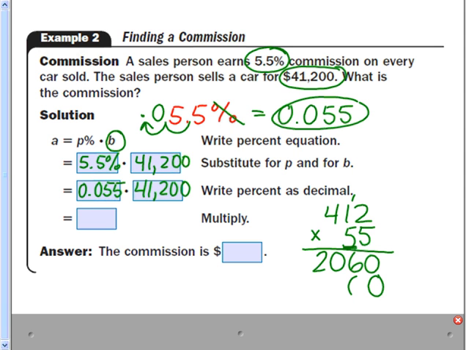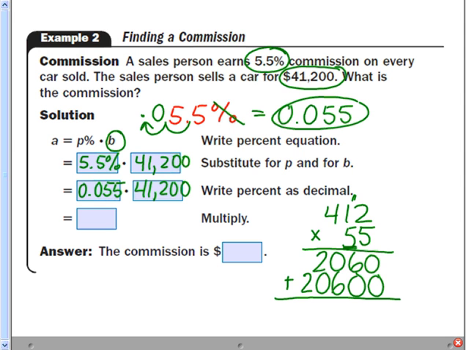Adding a 0, moving over to the tens place. 5 times 2 is 10. Carry the 1. 5 times 1 is 5, plus 1 is 6. And 5 times 4 is 20. Since they were both 5s, things came out pretty much the same. Adding that together, pretty simple. Now I've got to do some adjustments. That 412 was really 41,200. So I have to add 2 zeros to my product.